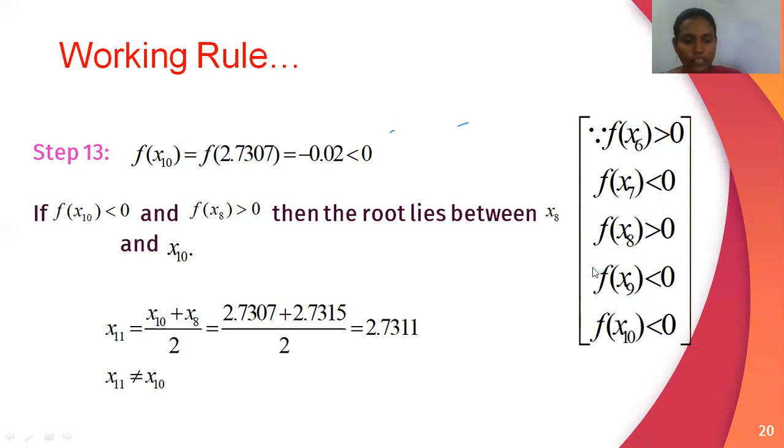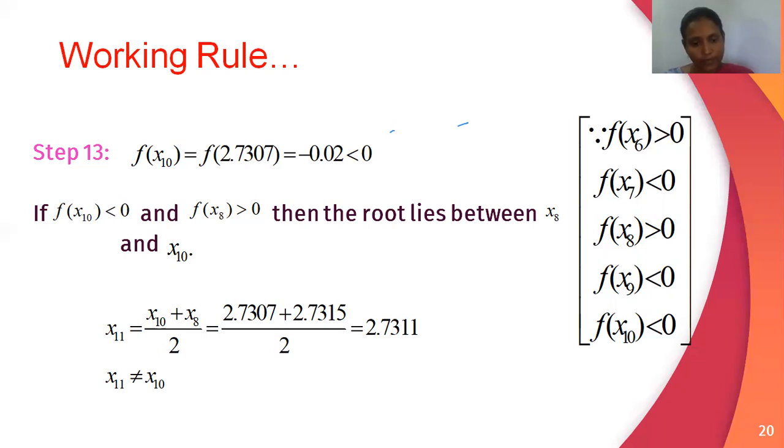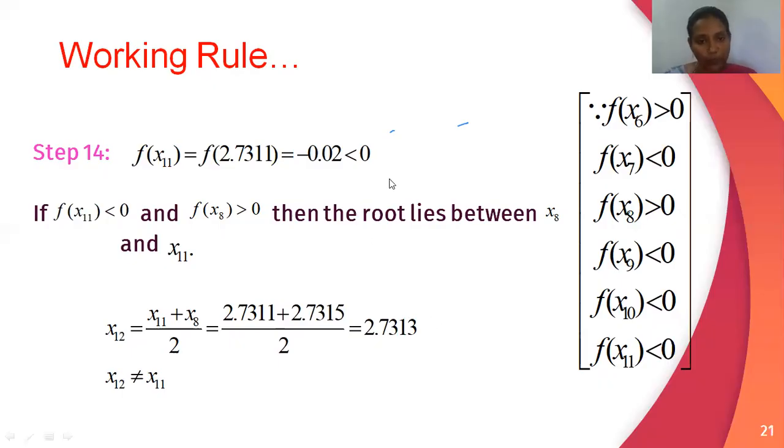Now find out the 11th approximation. The 11th approximation is the average of x8 and x10. We got 2.7311. But what is x10? 2.7309. Up to the 4 digits they go, so go to the next approximation. Now find out the f of x11. What is the f of x11 value? We got a negative value, replacing in the given function.